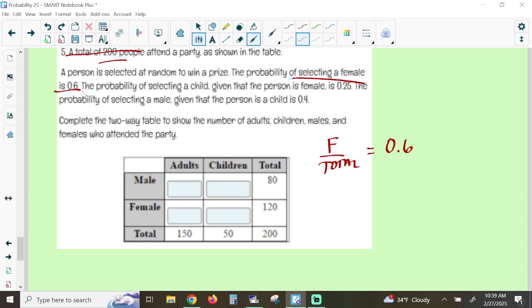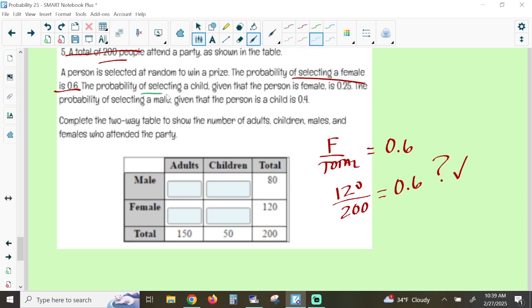Okay, so look at our table. Do we have females? We got it. It's 120, right? Do we have the total? 200? Okay, does that equal 0.6? Does 120 over 200 equal 0.6? Yes or no? Put it in your calculator. Yeah, it does. Boom. Does it get us anything in the table? No. So it's useless information. Same as total of 200 people. Useless information. We already got it. Okay, so let's go to the next sentence.